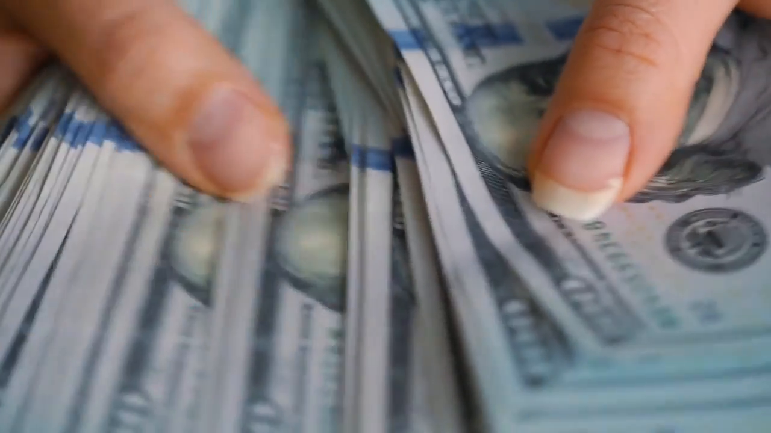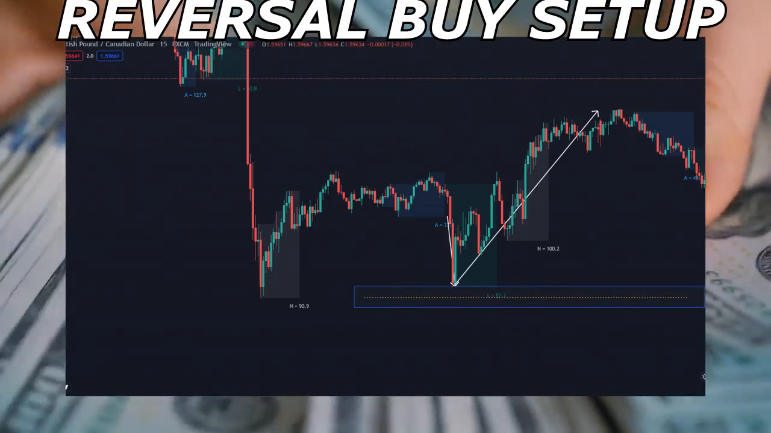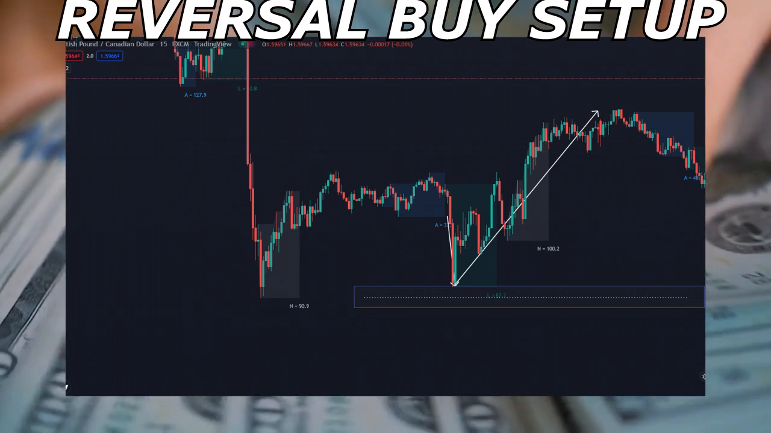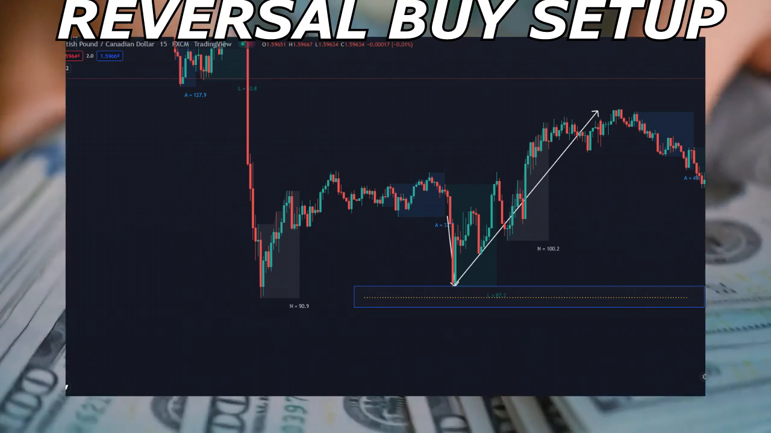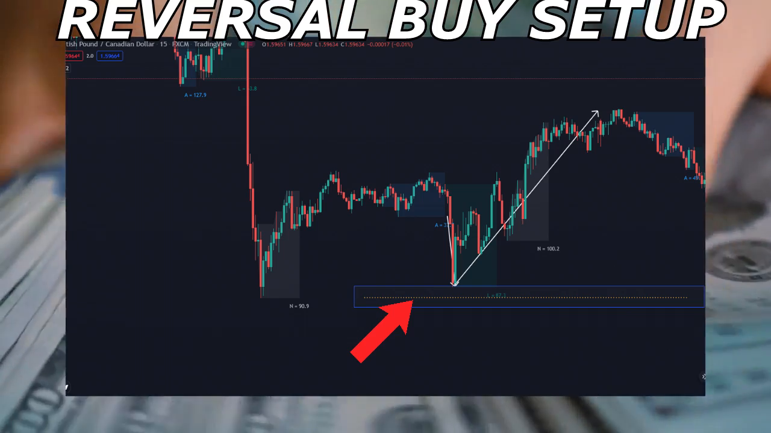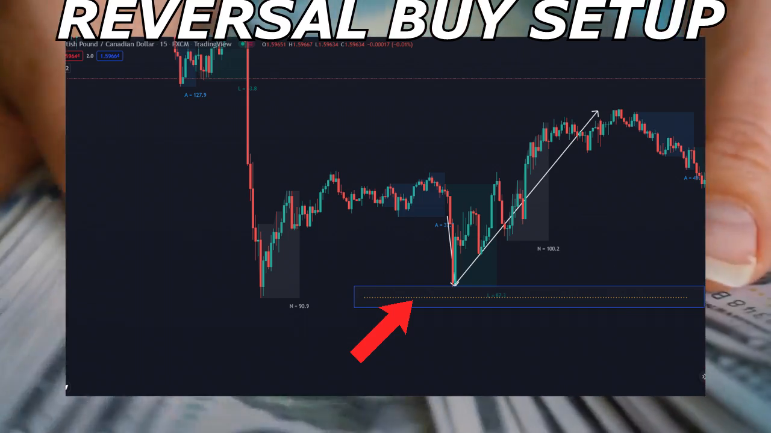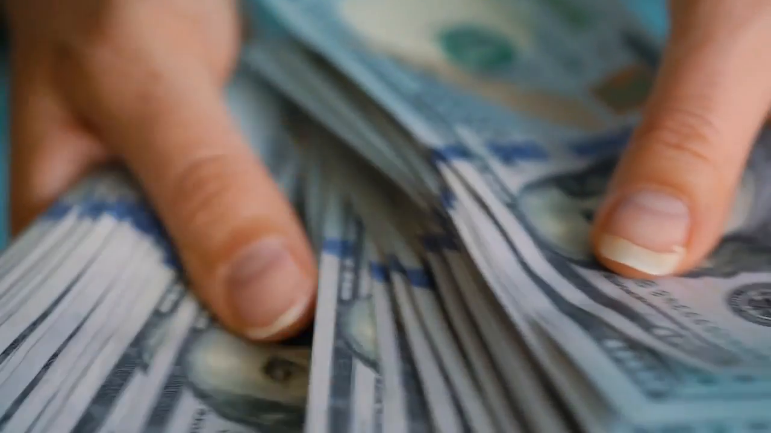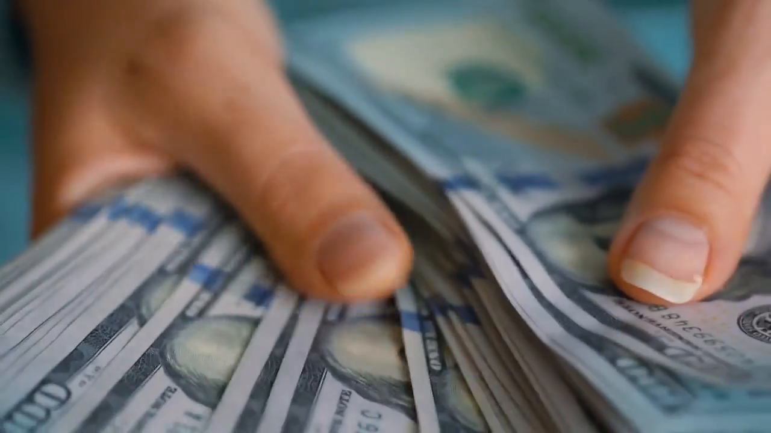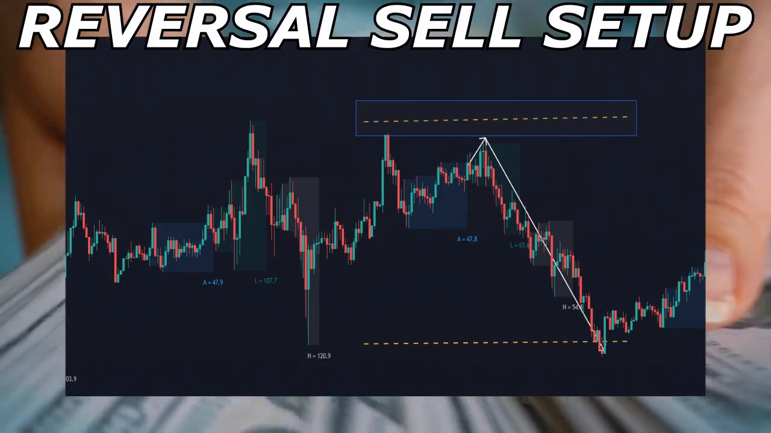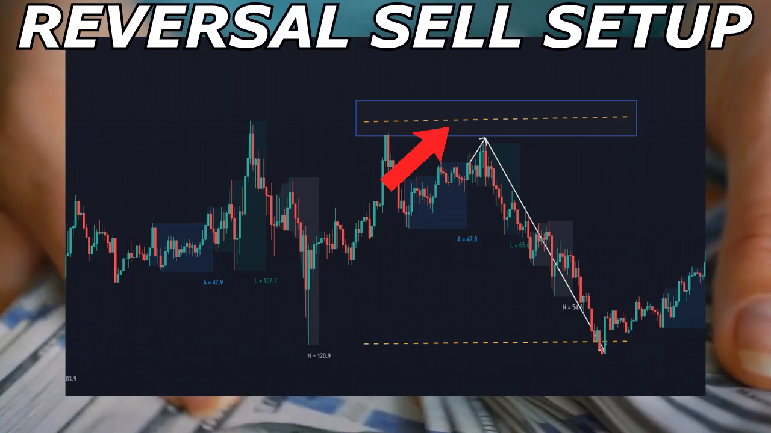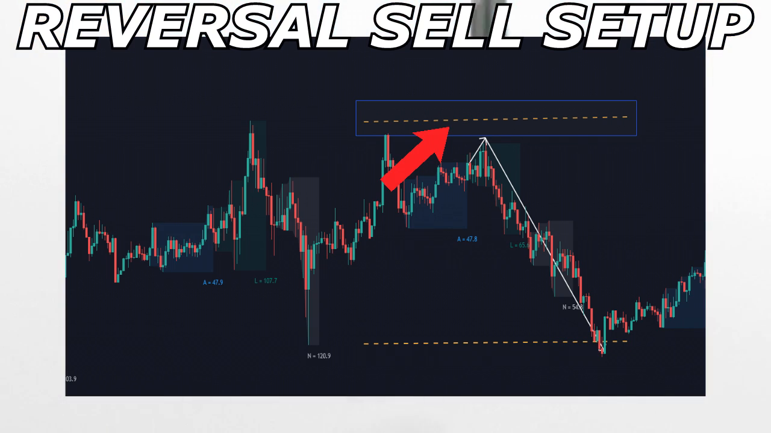Once you've identified the low and high, in a selling bias, if price falls below the Asian box and bounces off the previous day's low, only then would you look for a potential reversal buy setup. On the other hand, in a buying bias, if price rises above the Asian box, bouncing off the previous day's high, only then will you look for a potential sell in an uptrend.